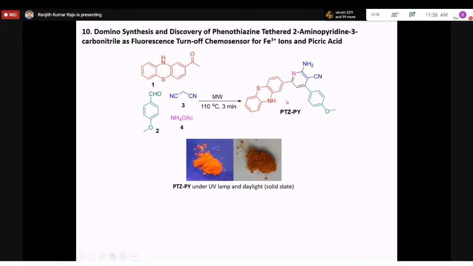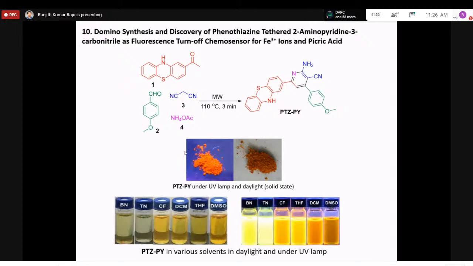This compound was fluorescent in the solid state. We are doing these solid state fluorescence studies in collaboration with Dr. Jayantinath from Material Science, who is at the University of Oslo. We are expecting those results very soon, but I will just give a slight idea of what we have done here. Now this compound in various solvents, you can see from benzene to DMSO.